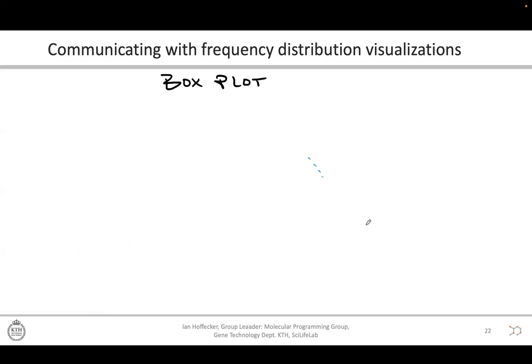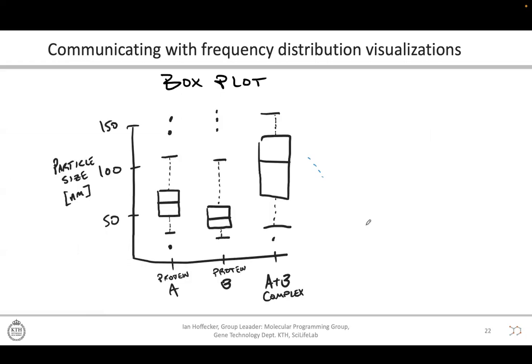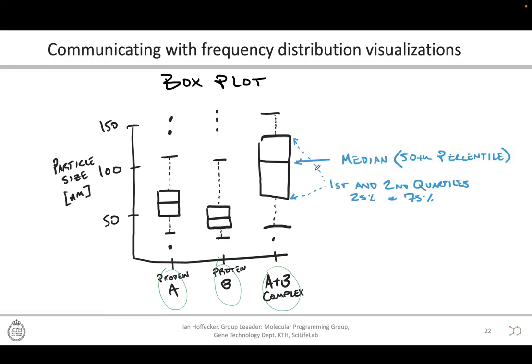We also have the box plot. Instead of having three charts like we had in the case of the histogram, a box plot is convenient in that it allows you to compare distributions side by side. Here we have three frequency distributions displayed on one chart: protein A, protein B, and the complex. The box plot is really trying to simplify information.